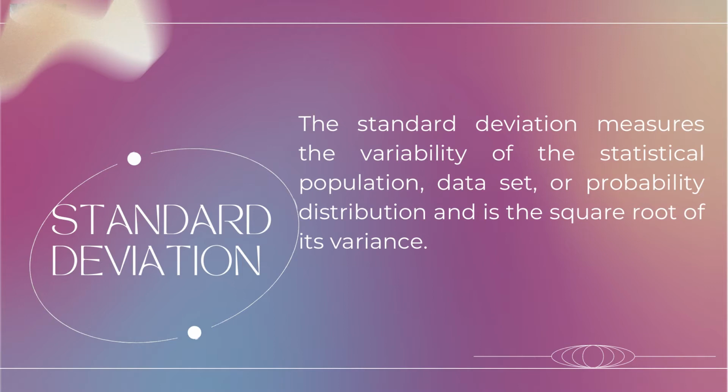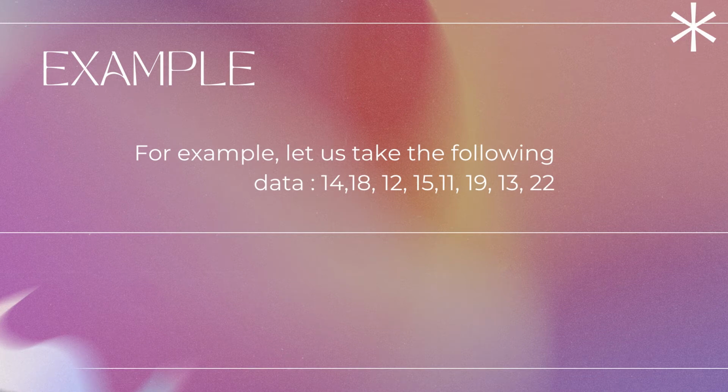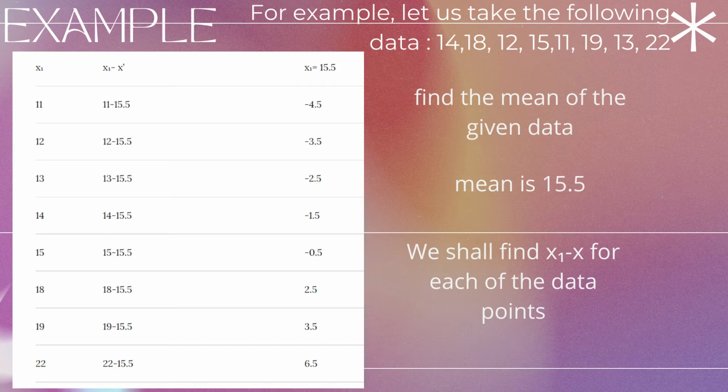You will understand variance and standard deviation even better once we proceed to the examples. For example, let us take the following data: 14, 18, 12, 15, 11, 19, 13, and 22. As you can see in this presentation, the data is arranged from lowest to highest. The first step is to find the mean of the given data, and the mean is 15.5.